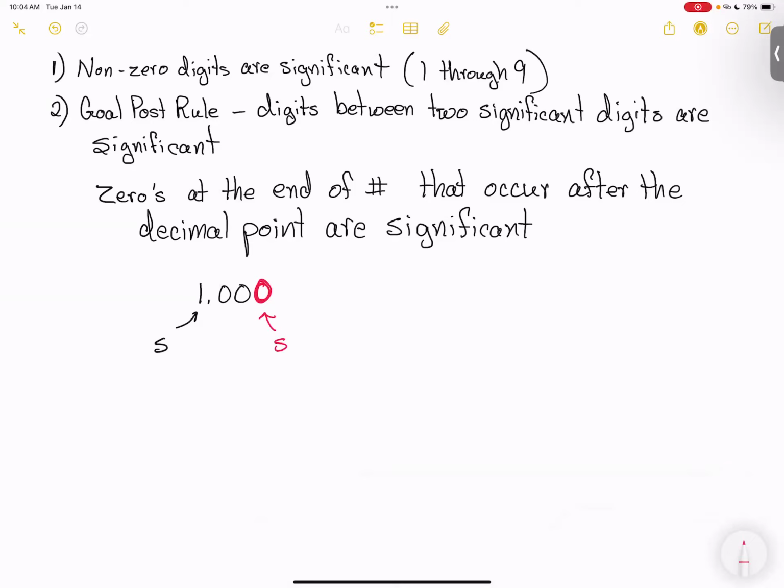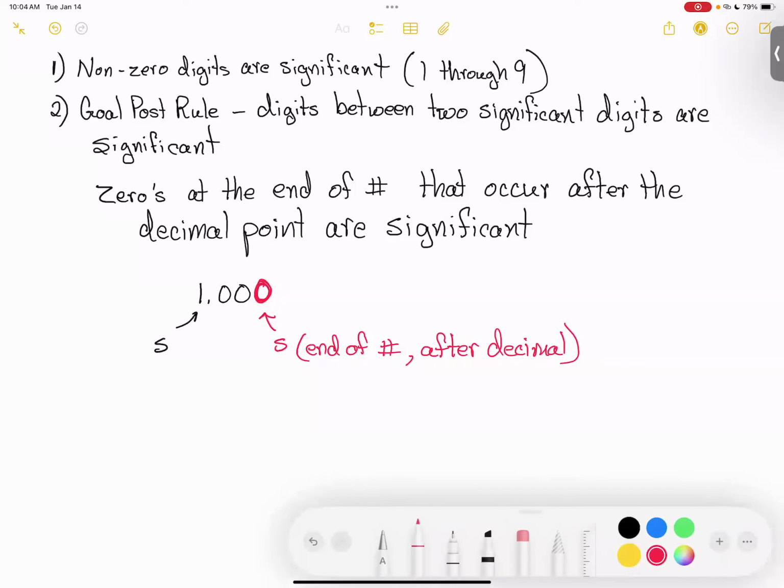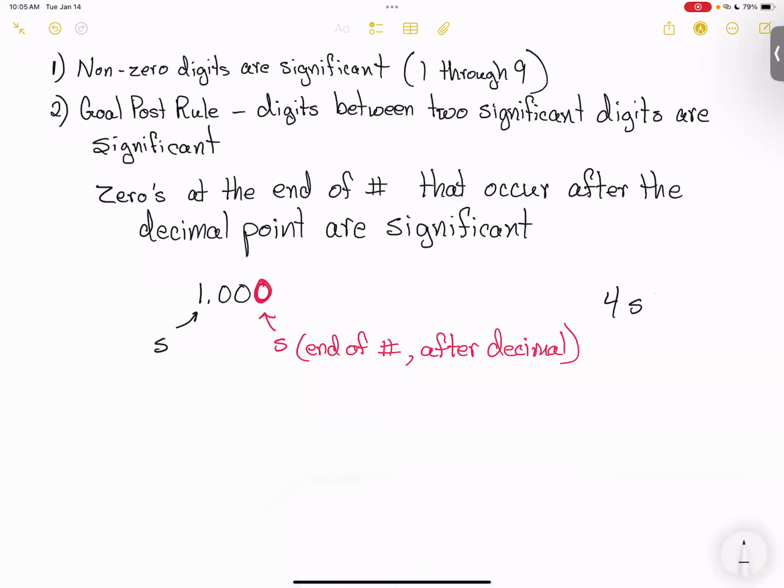because it is at the end of the number after the decimal. And now I have a goalpost. Everything in between is significant. So this value has 4 significant digits or 4 significant figures.